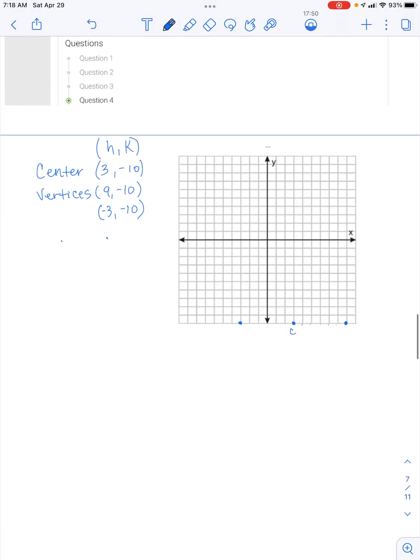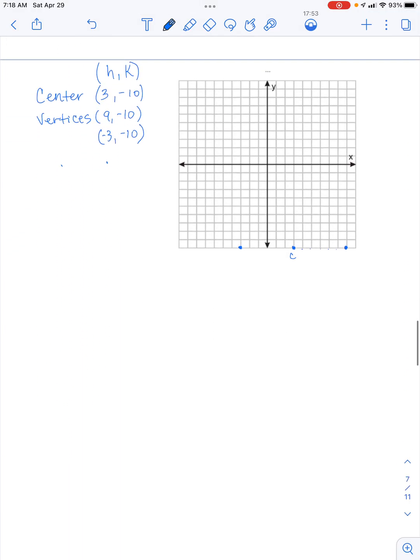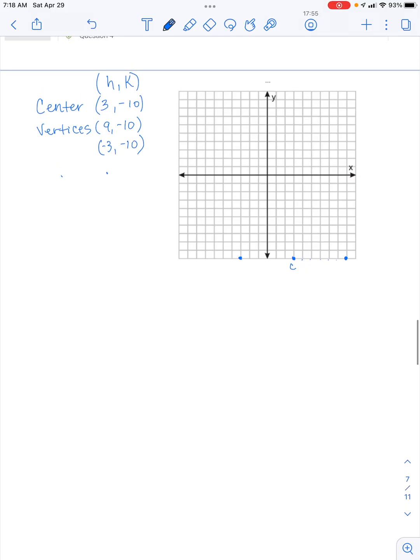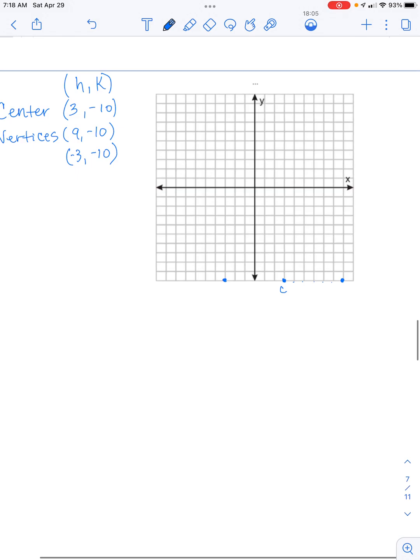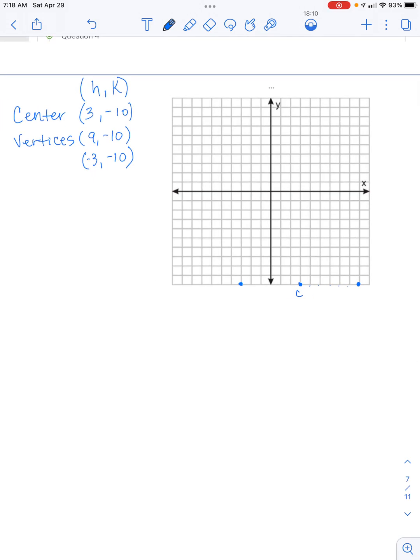So the first thing I want to do is look at the points, and I wanted to stack them on top of each other because I want you to see how this works and how you can see the change in the graph. All right, so we have our center at 3, -10, and I've actually graphed that over here. You can see it on the graph to the right there. It has a little C below it. That's at 3, -10. And then the vertices are also graphed at 9, -10, and -3, -10. So you can see that from the center, it's 6 to the right and 6 to the left, right? So 6 to the right and 6 to the left. Okay, that's where our vertices lie.